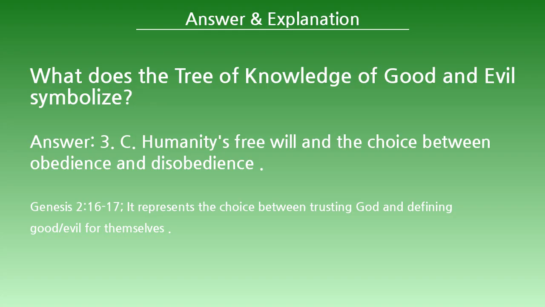The answer is option 3, C. Humanity's free will and the choice between obedience and disobedience. Genesis chapter 2 verses 16 to 17. It represents the choice between trusting God and defining good/evil for themselves.